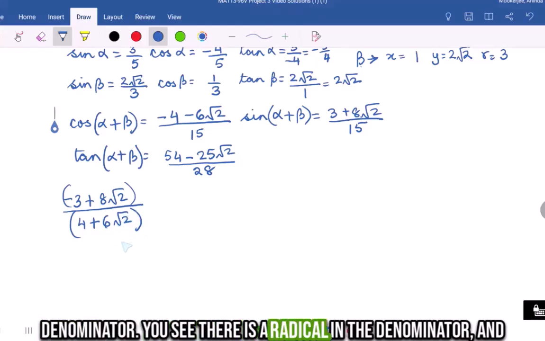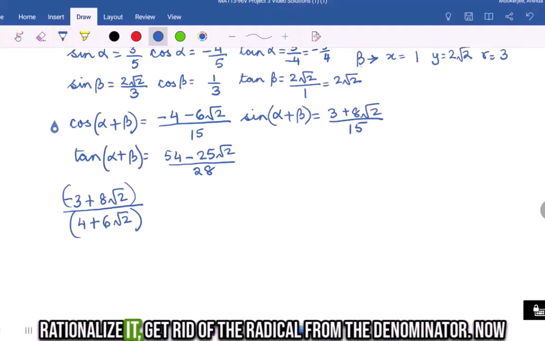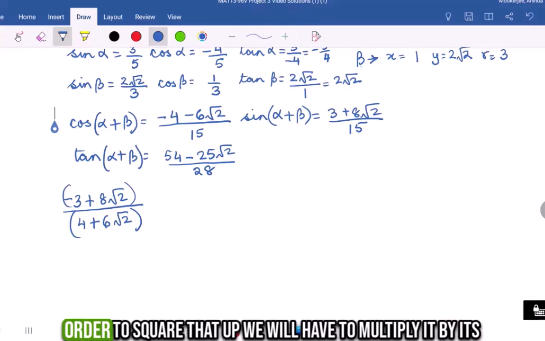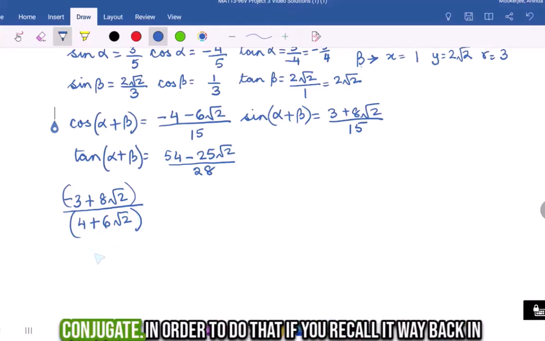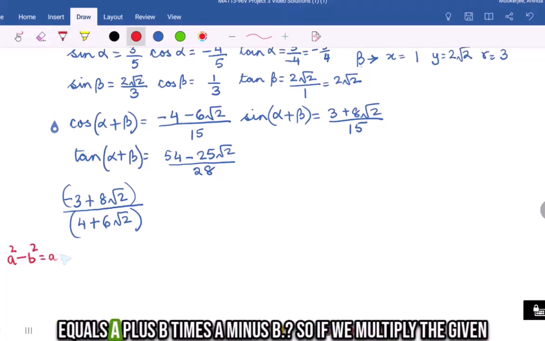You see, there is a radical in the denominator, and whenever we have a square root in the denominator, we need to rationalize it, get rid of the radical from the denominator. Now, because we have a binomial expression in the denominator, in order to square that up, we will have to multiply it by its conjugate. If you recall way back in algebra, we learned of a formula: a squared minus b squared equals a plus b times a minus b.